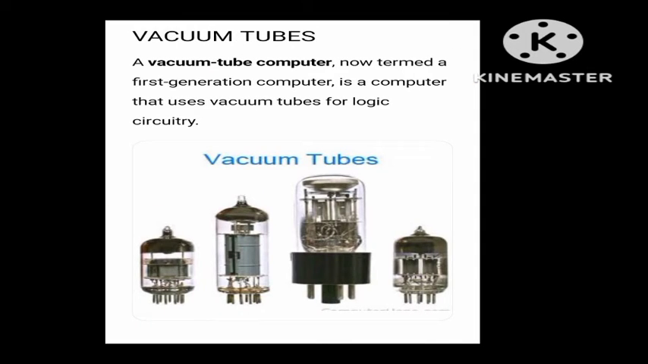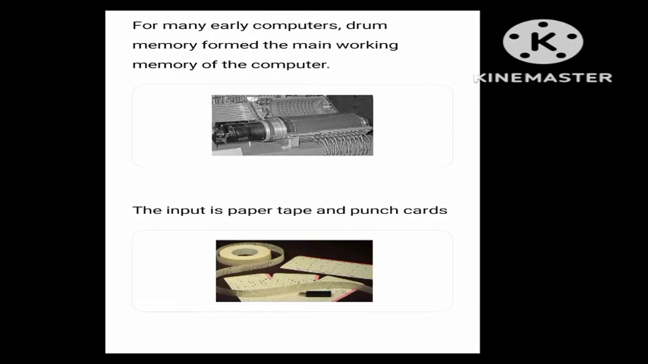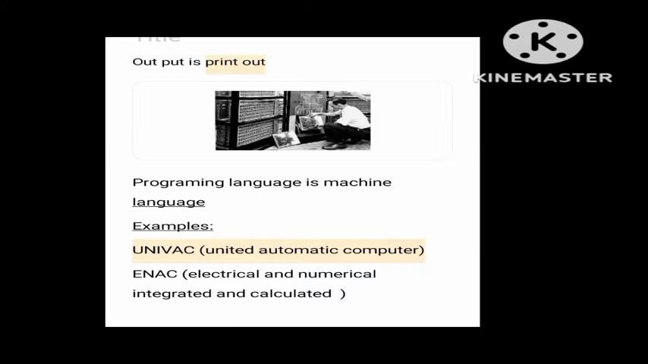Vacuum tubes. A vacuum tube computer, now termed a first generation computer, is a computer that uses vacuum tubes for logical circuit. For many early computers, drum memory formed the main working memory of the computer. The input is paper tapes and punch cards. Output is printout. Programming language is machine language. Example, UNIVAC, Universal Automatic Computer, ENIAC, Electronic Numerical Integrator and Calculator.